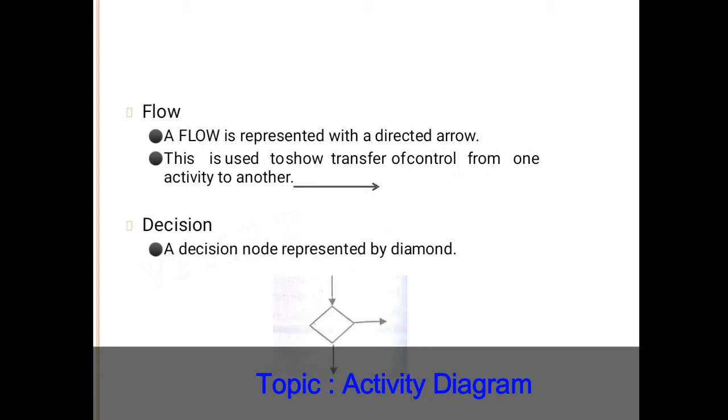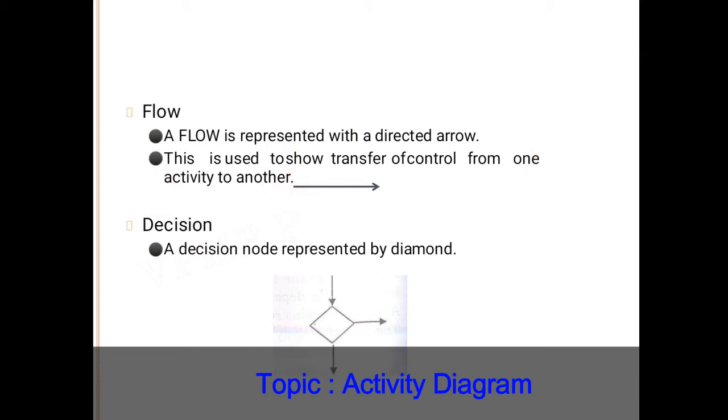Okay, next, flow. A flow is represented with a directed arrow. So this is our basic arrow direction, known as a simple directed arrow, and this is used to show transfer of control from one activity to another activity.